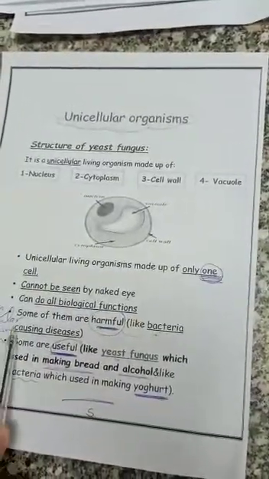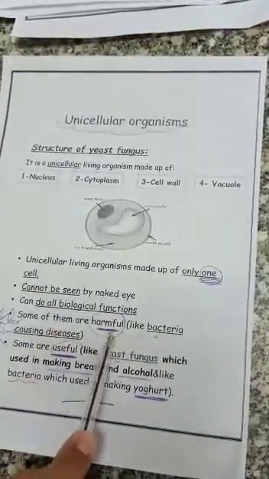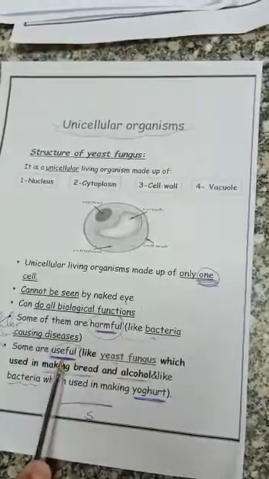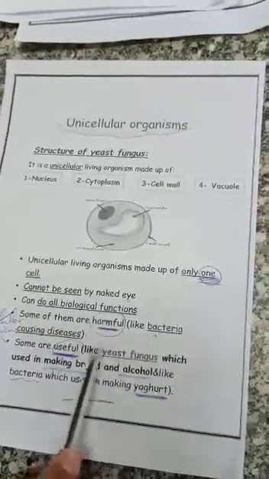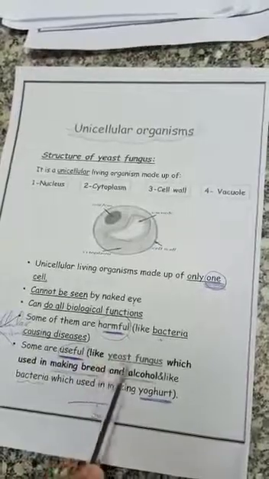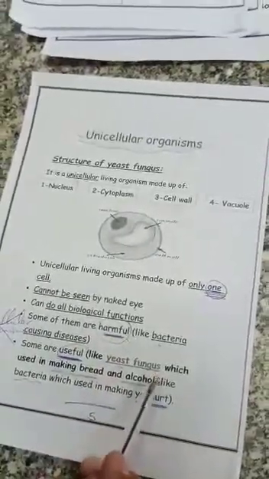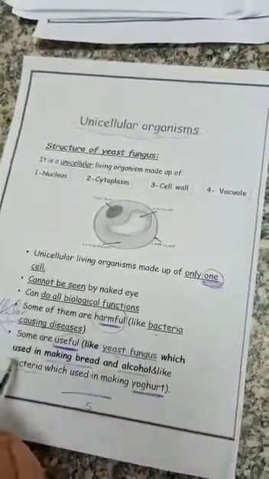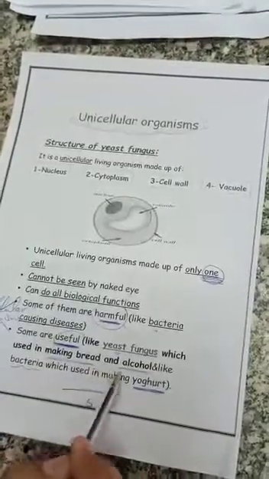Among unicellular organisms, we have harmful and useful ones. Harmful like bacteria, useful like yeast fungus, which is used in making bread and alcohol.